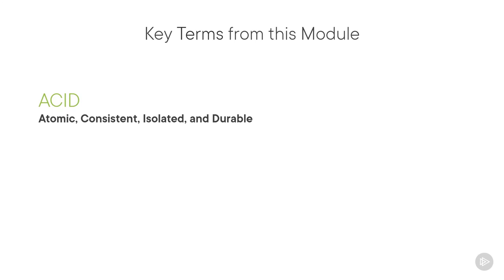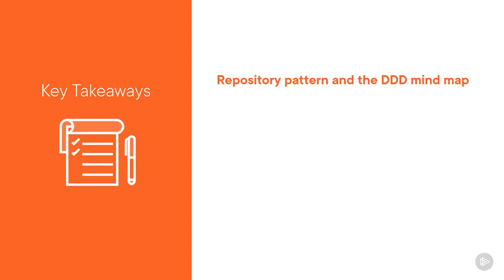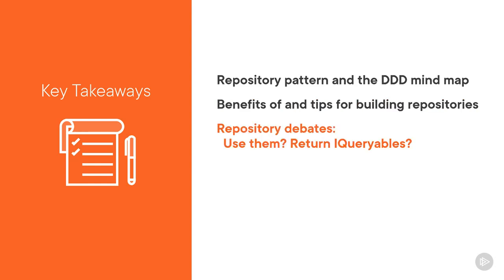Steve and I also talked about ACID, an acronym to describe transactions as being atomic, consistent, isolated, and durable. Another acronym we talked about is SOLID, which is a collection of software design patterns. After introducing you to repositories and how they fit into the DDD mind map, you learned about their benefits and some tips for designing them. We also addressed some of the debates around repositories, not only if you should even use them, but how to use them, for example, whether or not to return IQueryables.